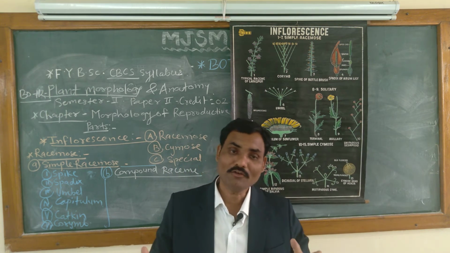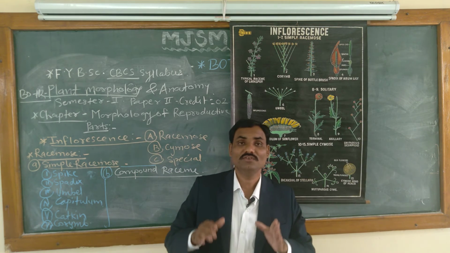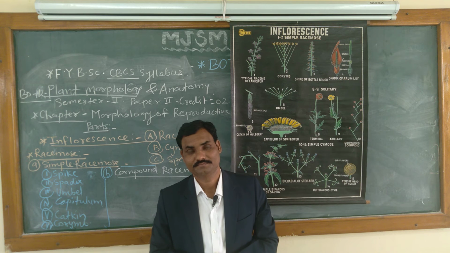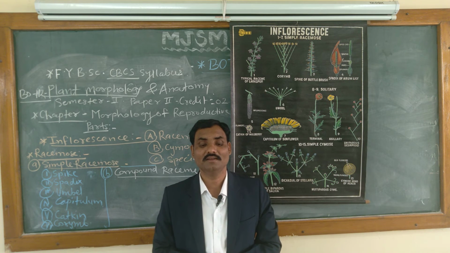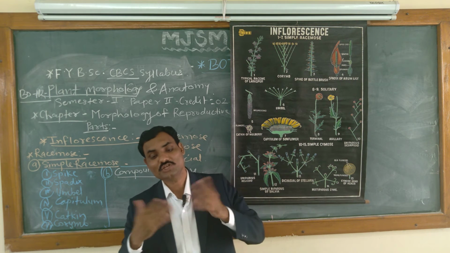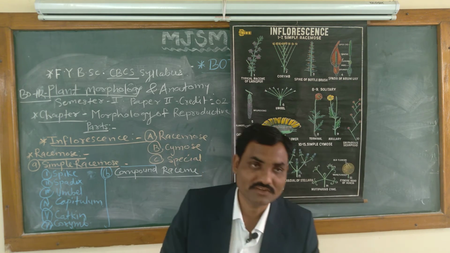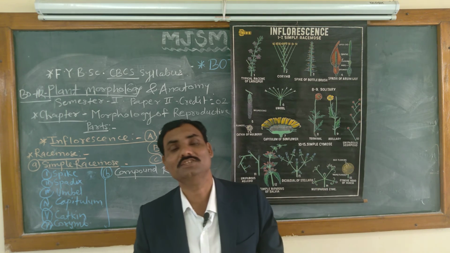Then what about compound spadix? The main axis is branched. It is unbranched in simple, and here it is a branched system. The flowers are unisexual and are present in branches.